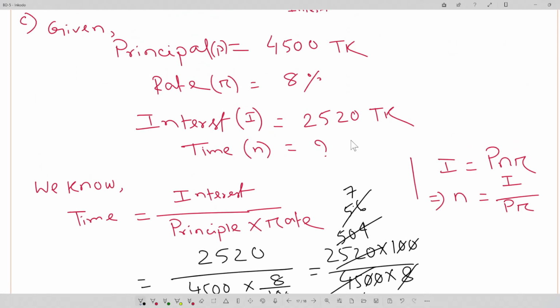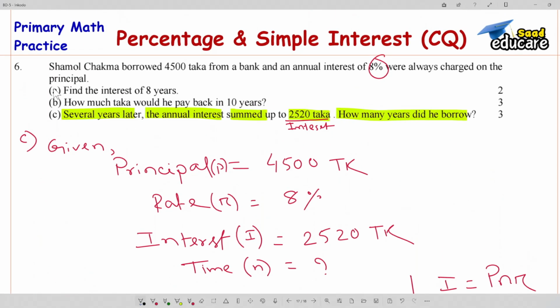Okay, so very simple. Number A, B, C, everything done. So our number 6 is also done.